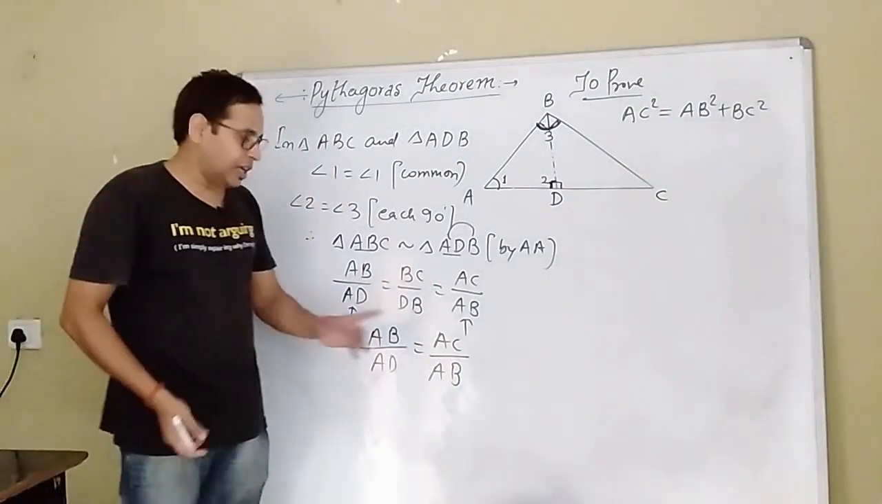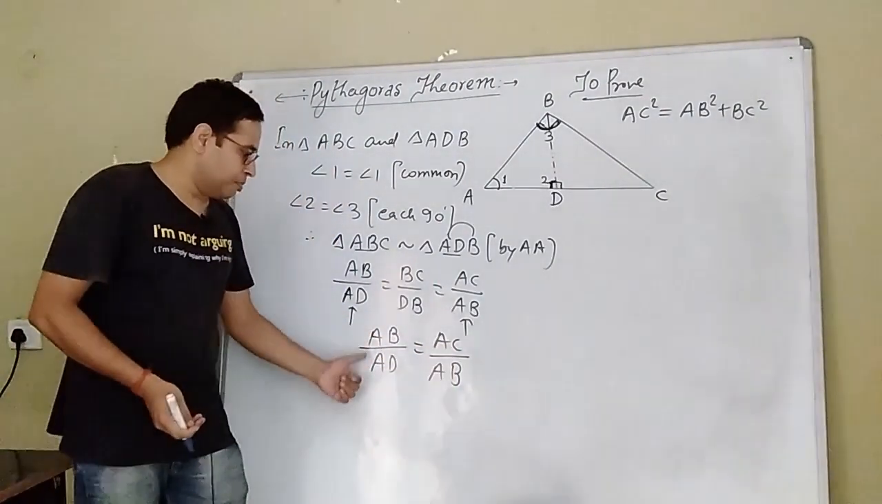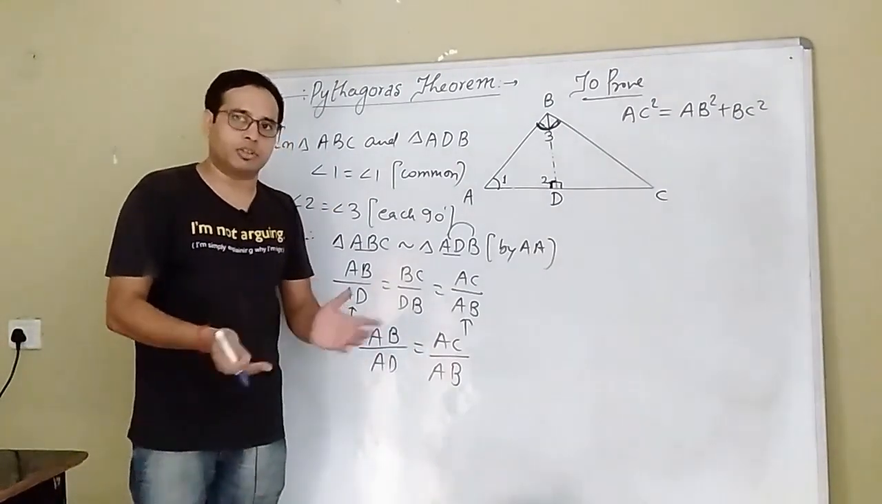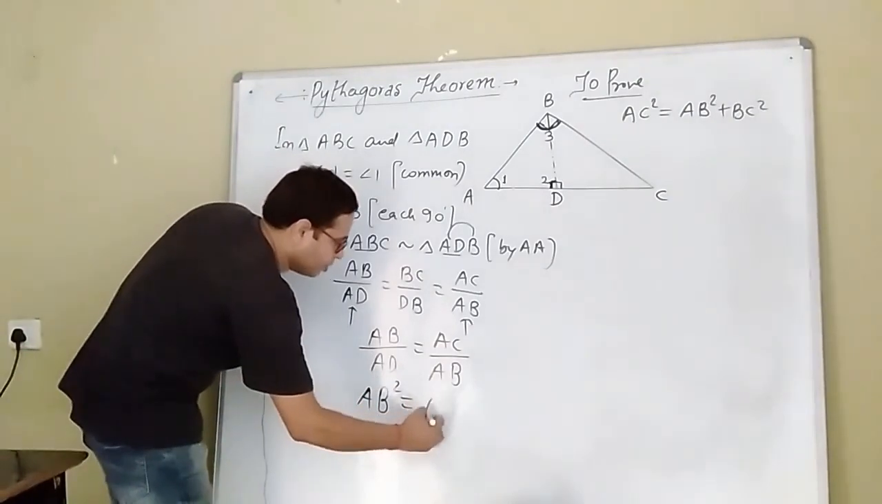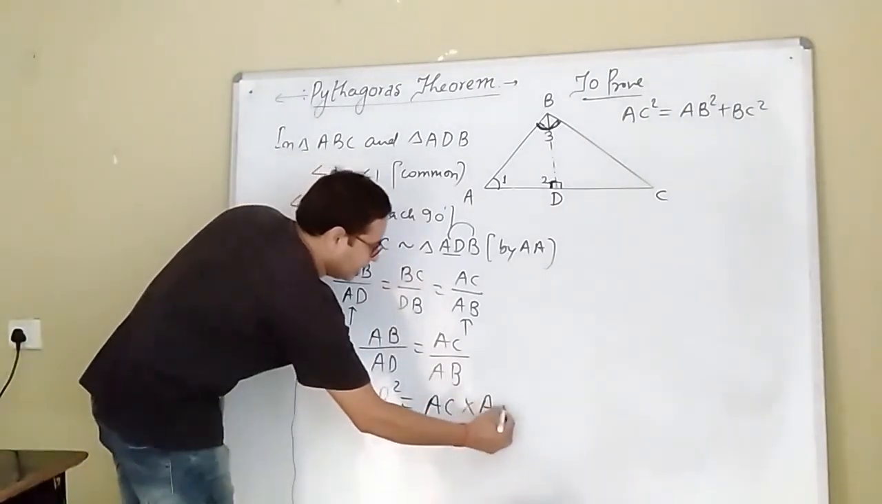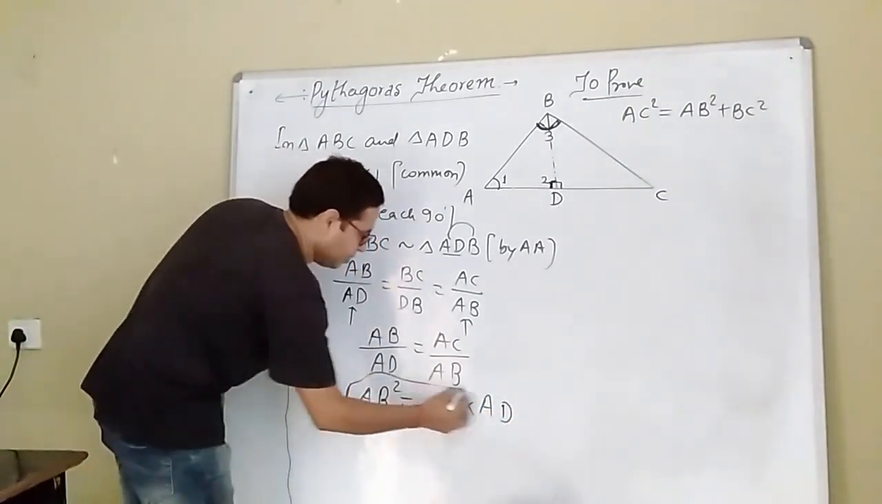Let's see. AB upon AD equals AC upon AB. If I cross multiply both of them, what do I get? AB upon AD equals AC upon AB. If we cross multiply, we will get AB square equals AC into AD.